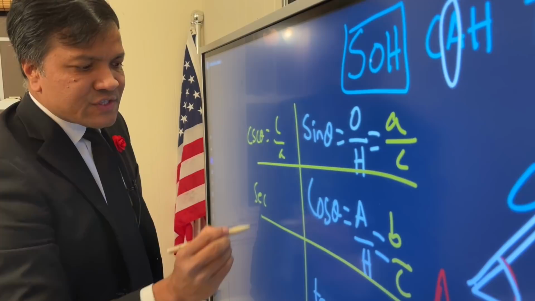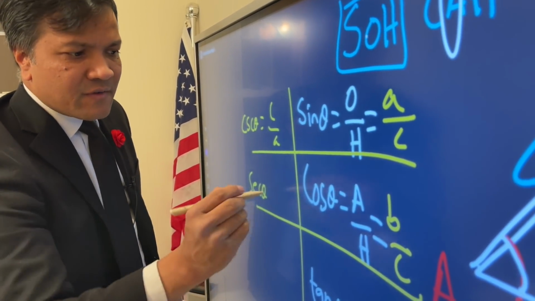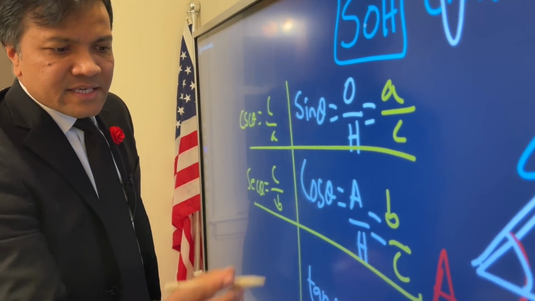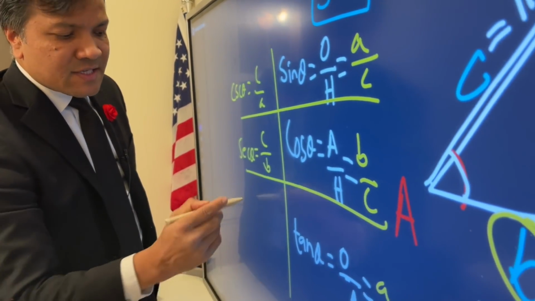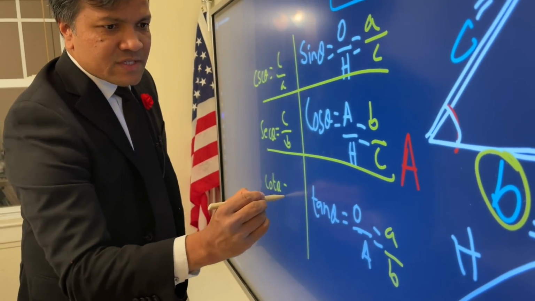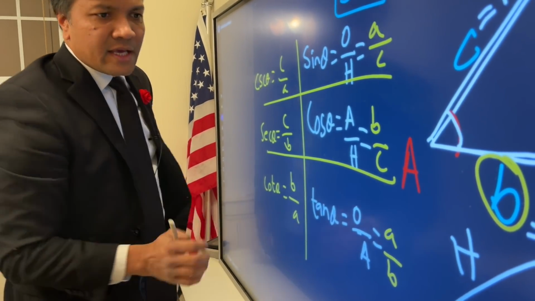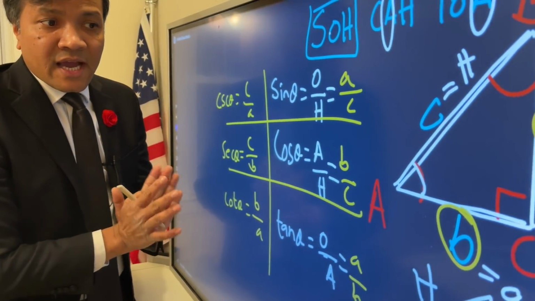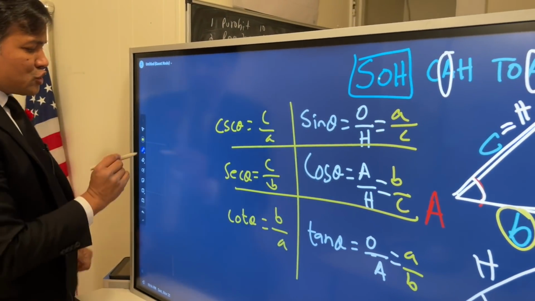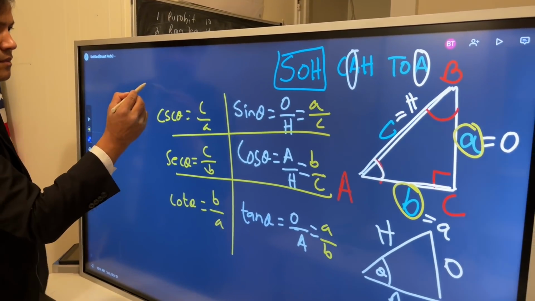Secant is the reciprocal of cosine, which is C over B. And the reciprocal of tangent is cotangent, which is B over A. These are the six trigonometric identities. Now we're going to use them to solve some problems.